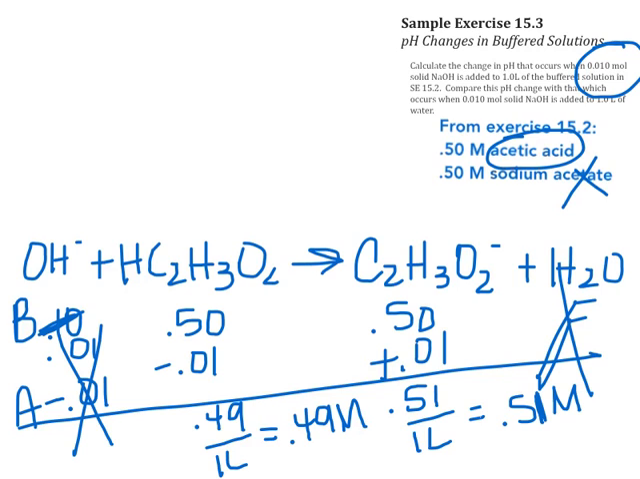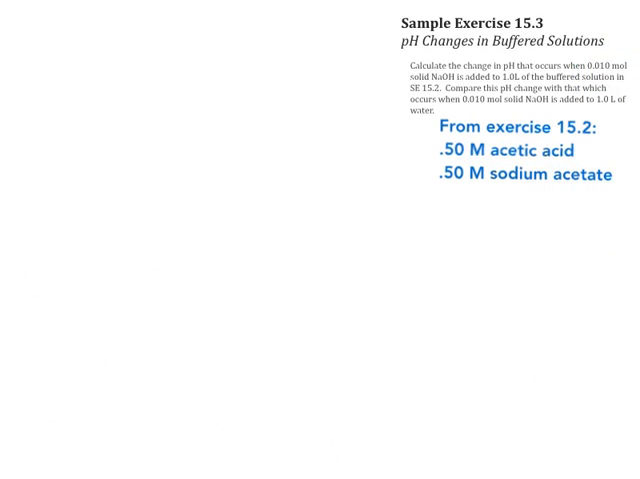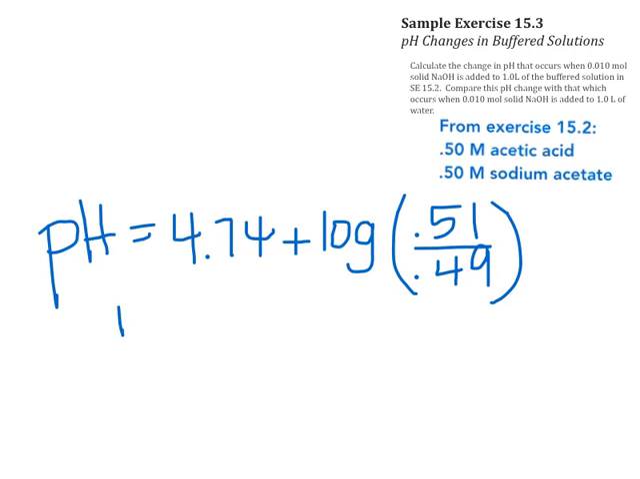The second step is to use these concentrations either in an ice chart or Henderson-Hasselbalch. So I'm going to use Henderson-Hasselbalch for this, and the Henderson-Hasselbalch in this case is pH equals the pKa, which is 4.74, plus the log of the basic species, which is the acetate ion, and the concentration of that was 0.51, over the acidic species, which is the acetic acid, and that was 0.49. If you do that in your calculator, you should get that the pH is equal to 4.76.